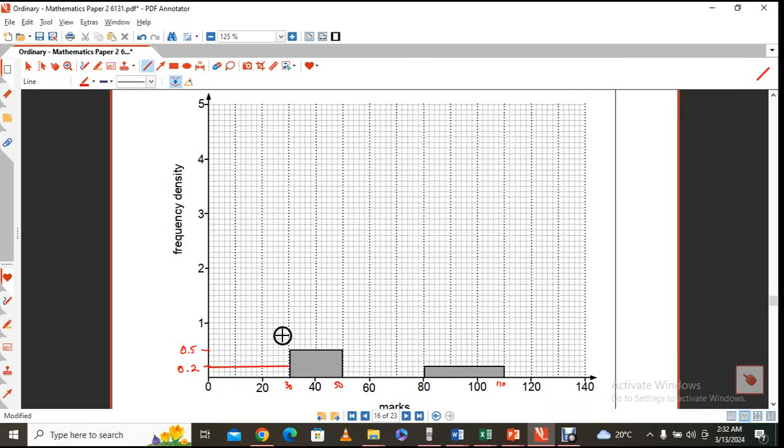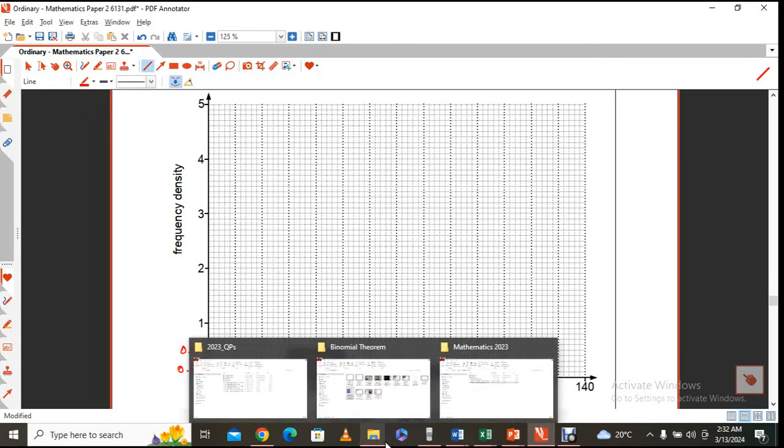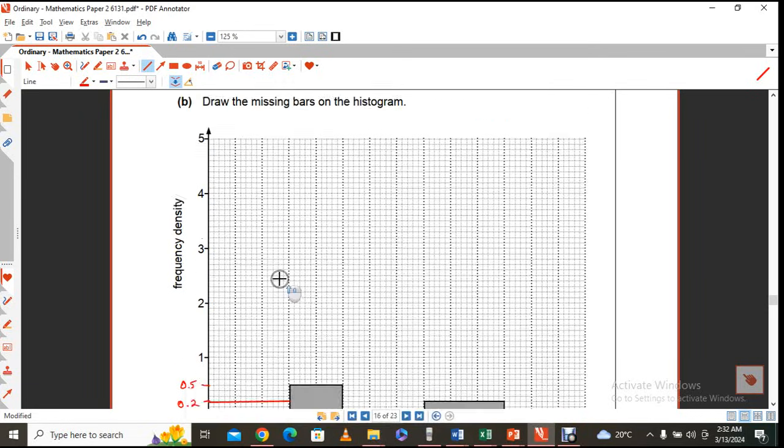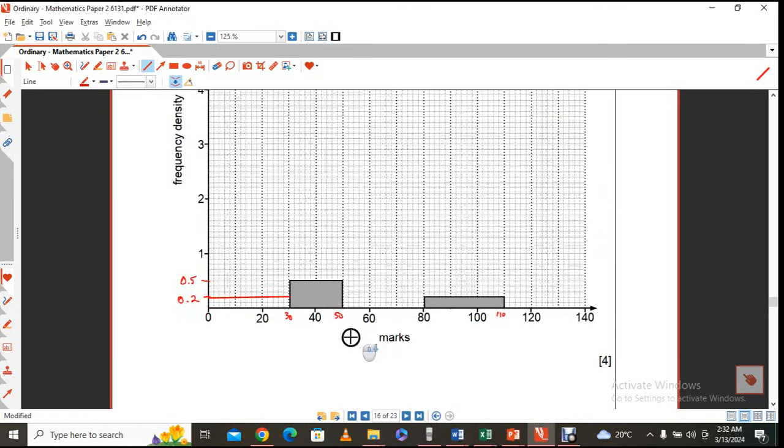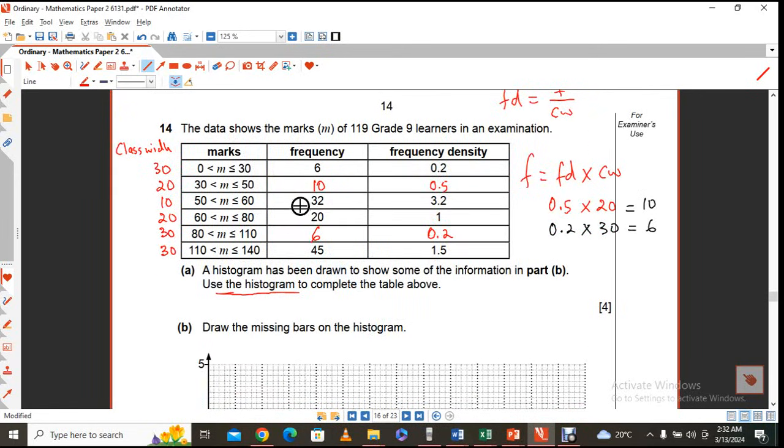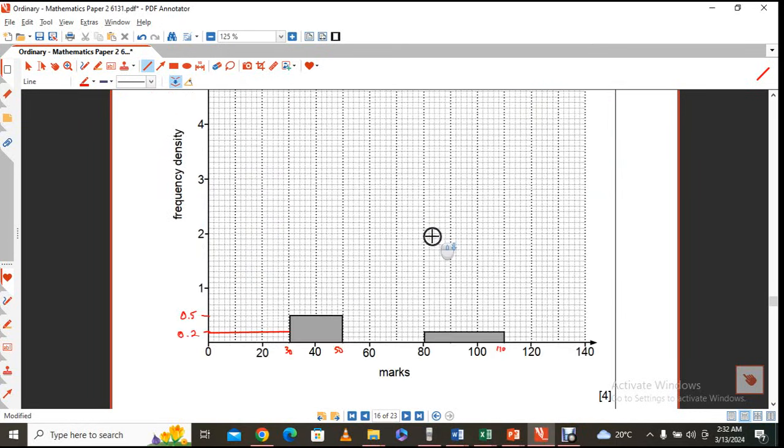Okay, and when you are now looking between 50 and 80, the frequency density is 3.2. So just go between 50 and is it between 50 and 60, sorry, so it's this one. Between 50 and 60, the frequency density is 3.2. So 3.1 to 3.2 will be over here.